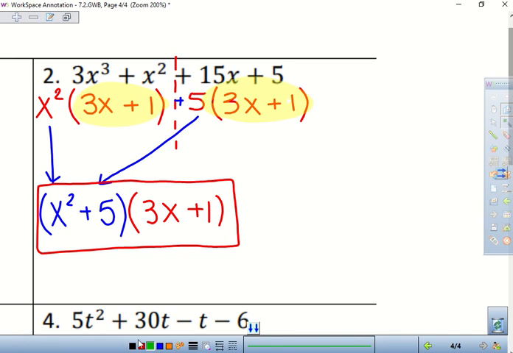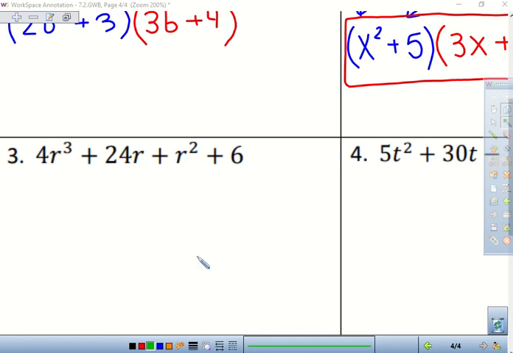Now, theoretically, if you wanted to check your work here, you could multiply these all together. You could use FOIL or box method, area model. So you can check your work by doing the opposite, okay? So, before we move on, does anyone have any questions about this one? No. Alright, ready to try the next one?